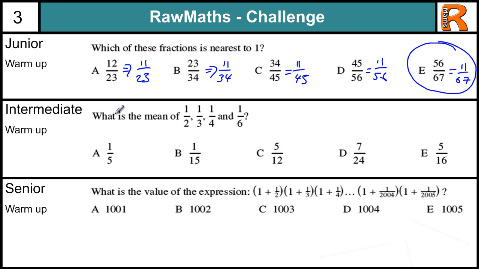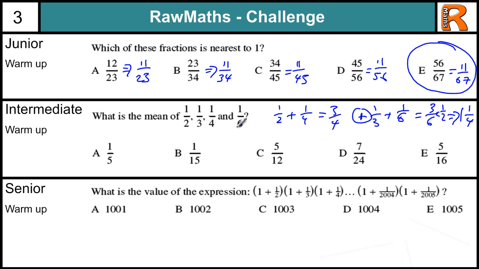The intermediate warm-up question: what is the mean of these 4 fractions? Well, if we add up those 4 fractions, a half plus a quarter is going to be 3/4. A third plus a sixth, if we change those into sixths, we get 2/6 plus 1/6 is 3/6, so that's a half. And a half plus 3/4 gives us 1 1/4, or 5/4.